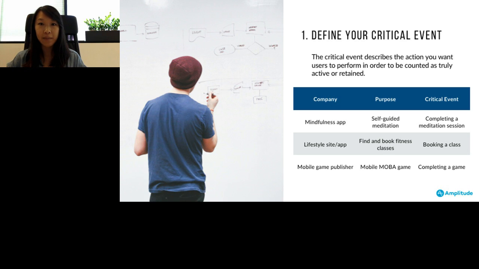You can see a few examples here on this slide. So a mindfulness app that provides self-guided meditations might decide that completing a meditation session is their critical event. For a site that helps users find and book fitness classes, successfully booking a class is the critical event. And for a mobile gaming company, the critical event would be completing a game. Now, chances are that you probably already know what your critical event is, because it's just going to be whatever that main action is that you want to drive your users toward and get them to perform.